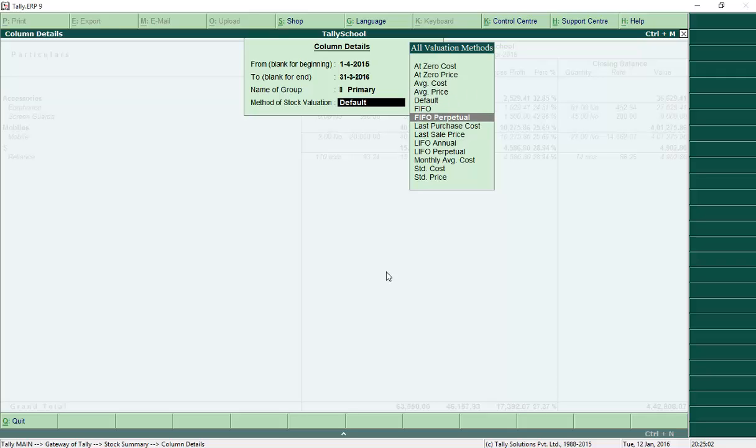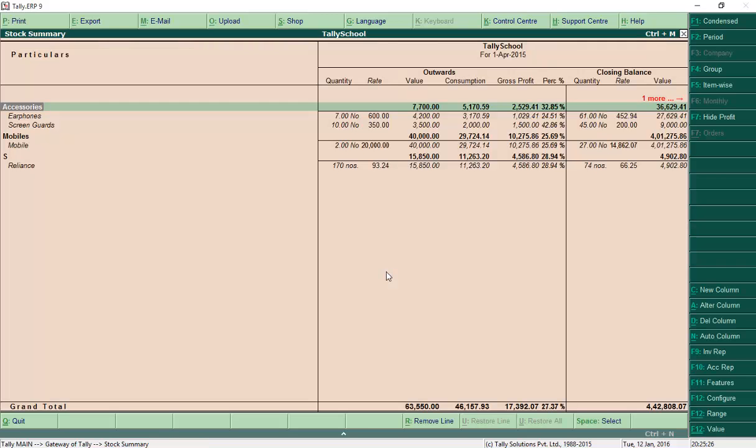So in this case, I will be using FIFO perpetual. That is FIFO for continuity. It takes the figures of the previous year also into calculation. So FIFO perpetual, and this is also recommended for income tax purposes. So FIFO perpetual, and as you can see everything is here.